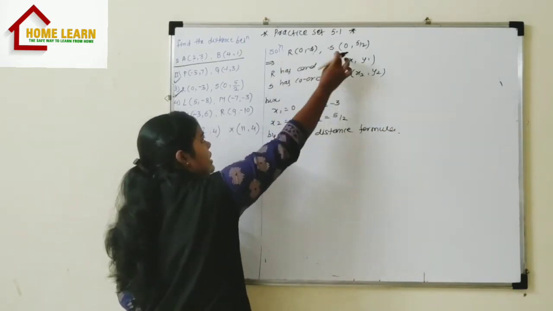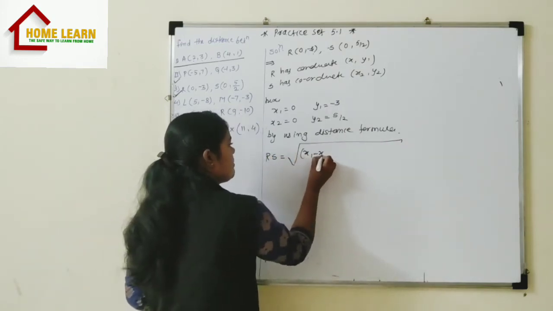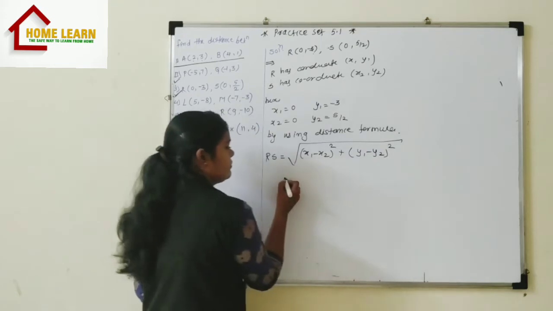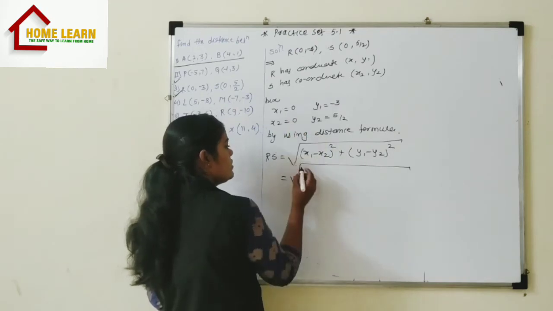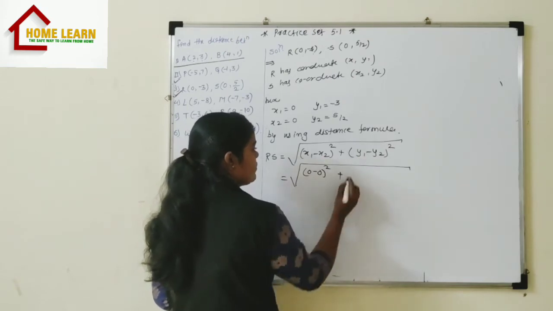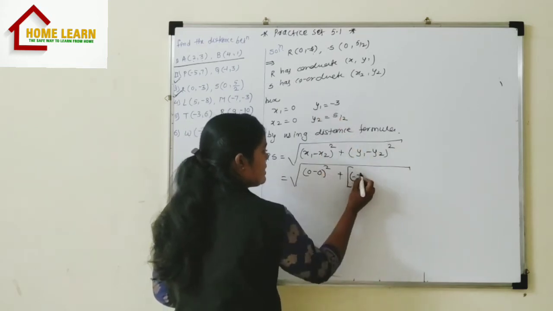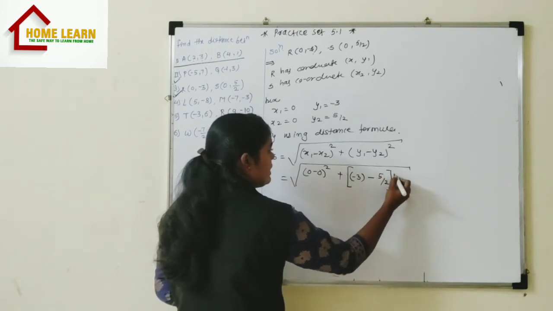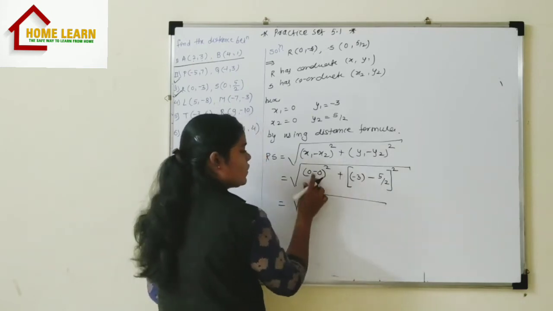the distance between points R and S is the square root of (x1 minus x2) squared plus (y1 minus y2) squared. See here, x1 is 0 and x2 is 0, so 0 minus 0 squared, the term is again 0. Now y1 minus y2: y1 is -3 minus y2 which is 5 upon 2, whole squared. Now we only have to solve this bracket because the other term goes to 0.